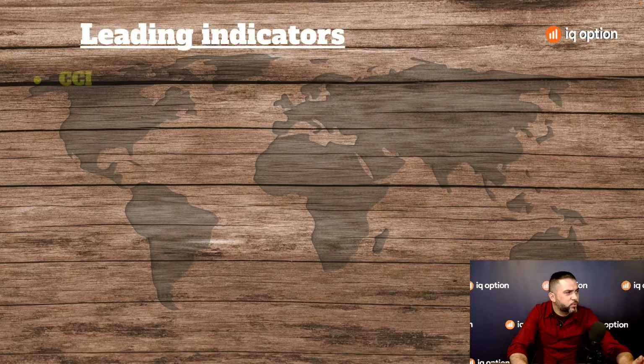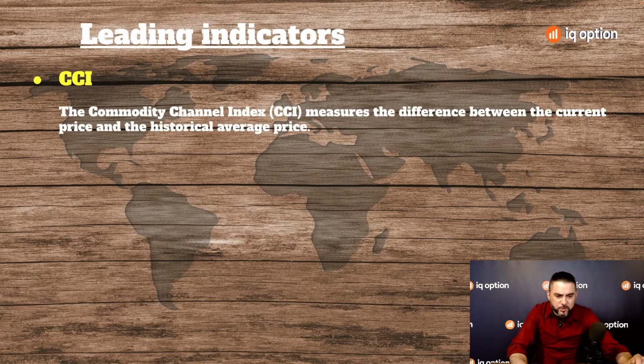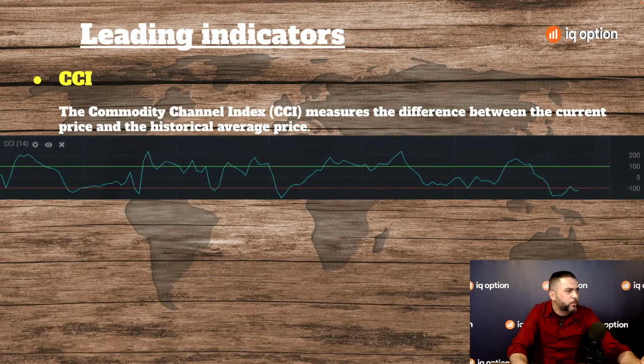Okay, now we're going to take a look at what we combine with. We're going to take a look at these ones. And we have the leading indicators that are very easy to understand. The ones that we're going to be highlighting today is the CCI, which is the Commodity Channel Index, which measures the difference between the current price and the historical average price. So it's a baseline of 100 on the top and a red line of minus 100 on the bottom.